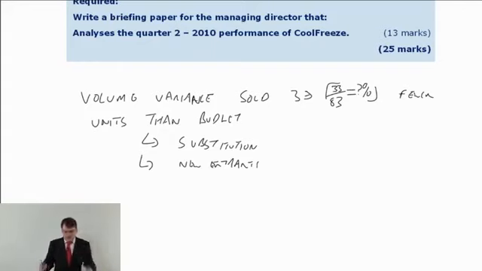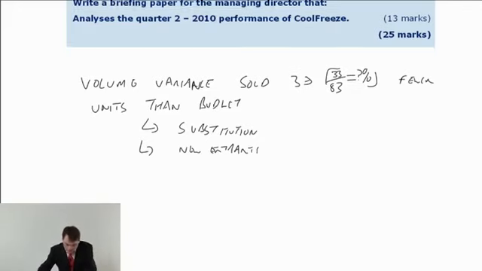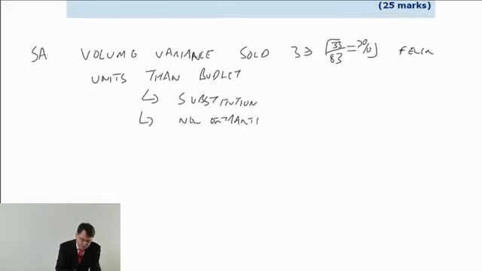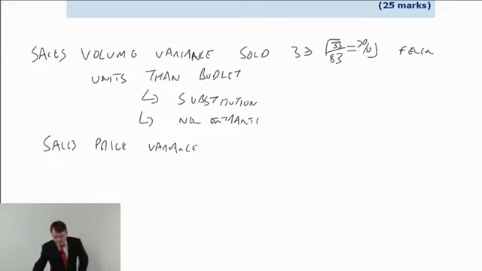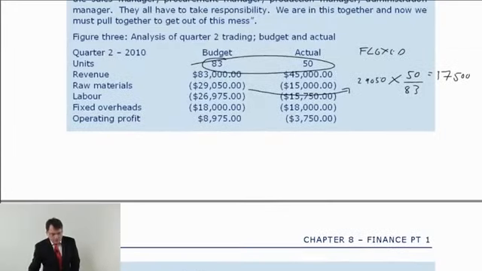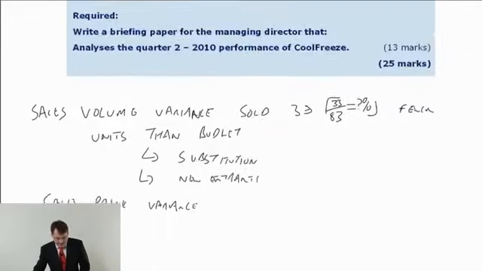So you've got volume variance. I'm not going to calculate anything more than that, that's fine. And the other thing you can look at, and I'll just put on there, that's a sales volume variance. You can also have a look at the sales price variance. Now, if you look at the sales price variance, we can work out what that is. We don't know the price per unit, but we do know the total revenue and we do know the total units. So it's not exactly difficult to work out.